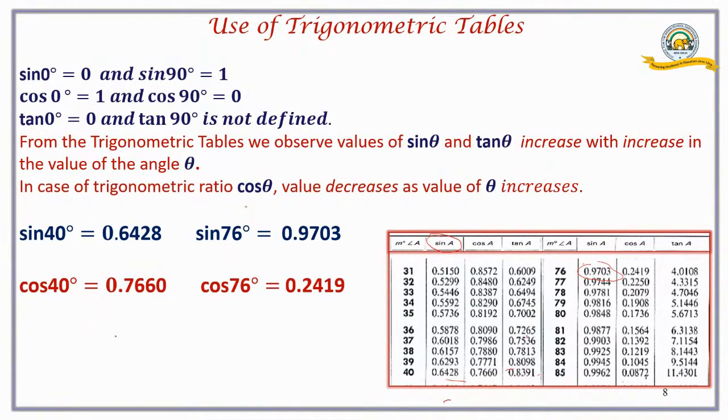Now, let us see the next one. Cos 40. Again, the same angle, cos 40. Cos 40 is equal to 0.7660. See, according to the cos column, we are looking at the value. And cos 76, let us go for the 76 degree. Cos value is 0.2419. Now next, tan 40. We have taken the same angle. Tan 40 is 0.8391. And what is tan 76? That is 4.0, here we've got 4.0108.